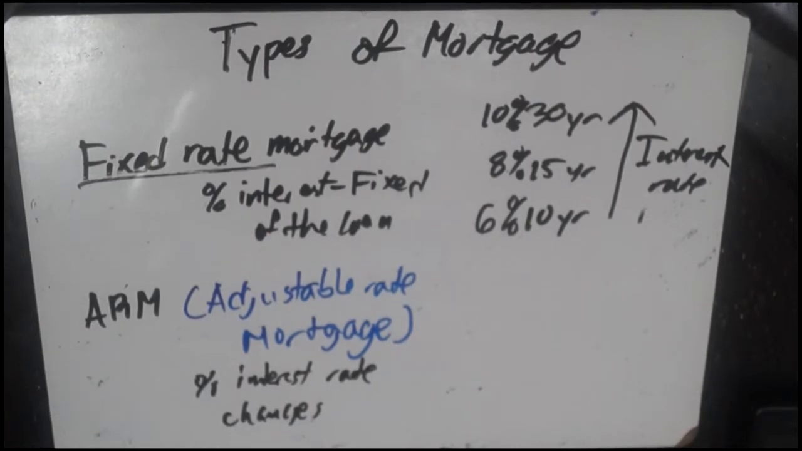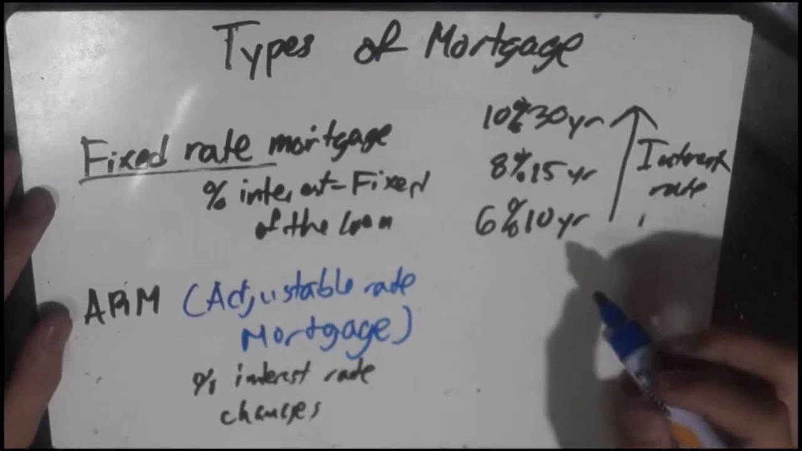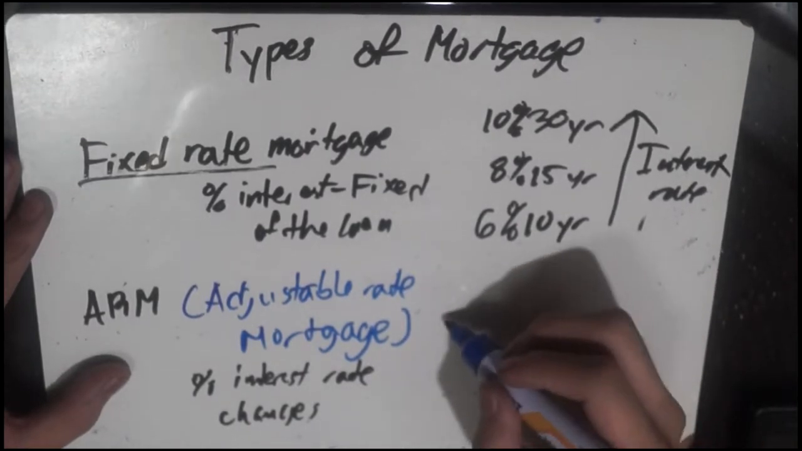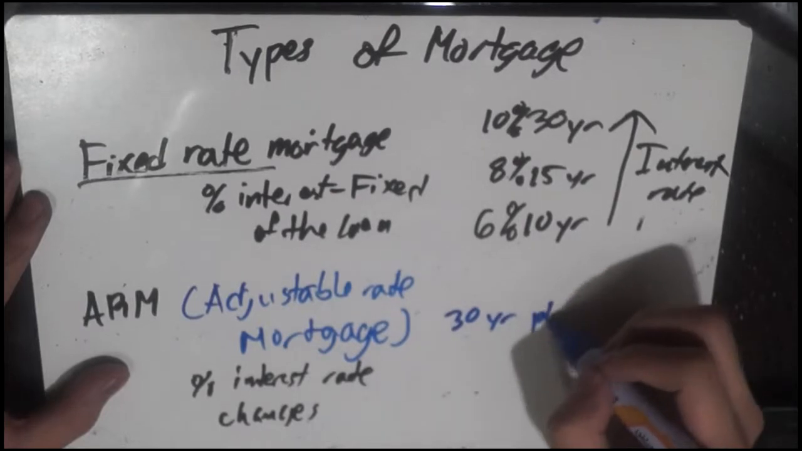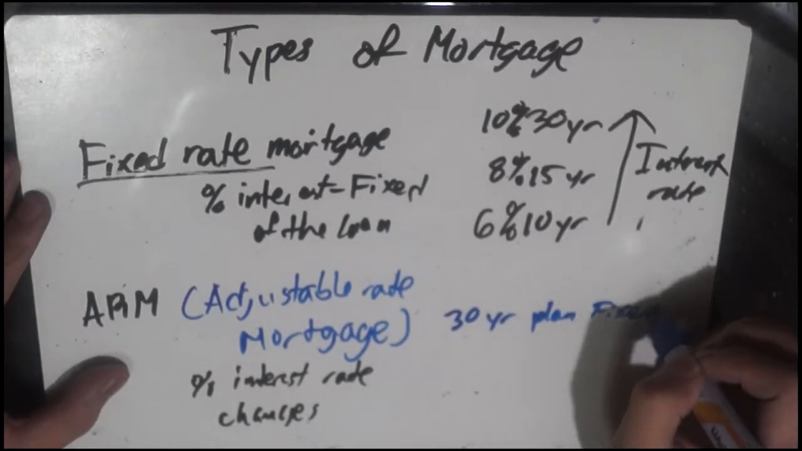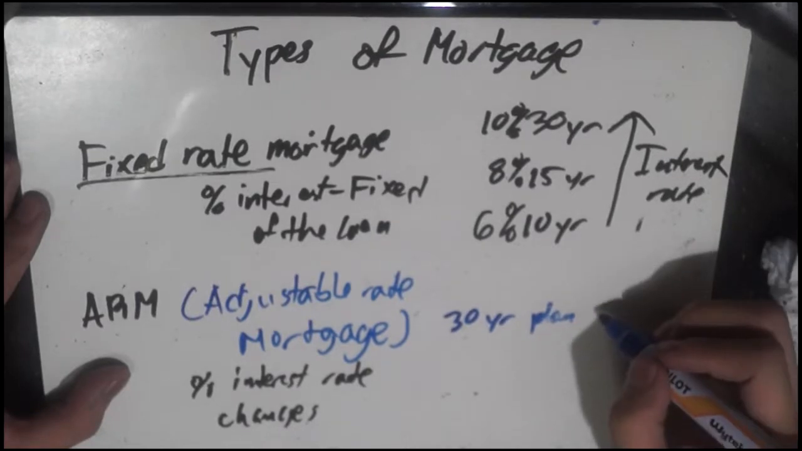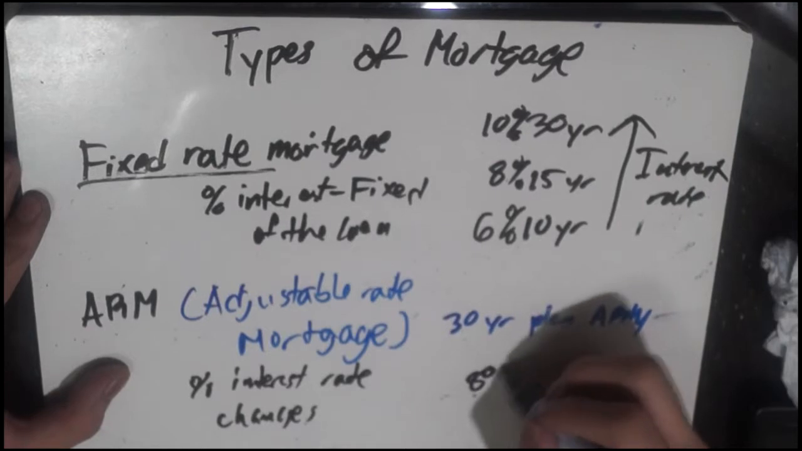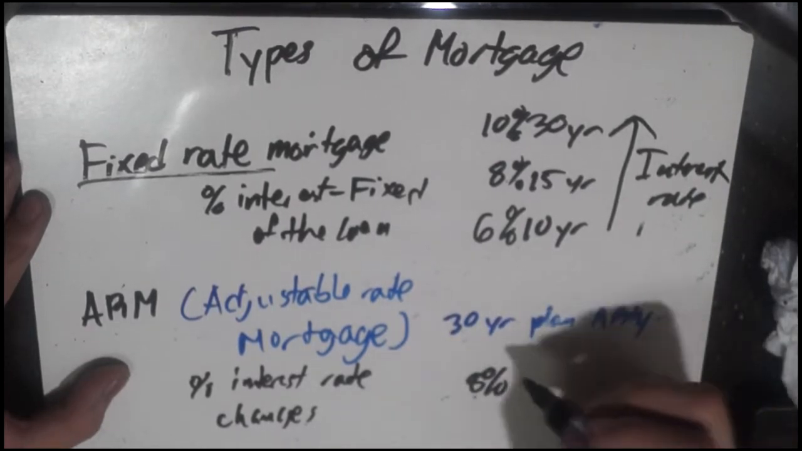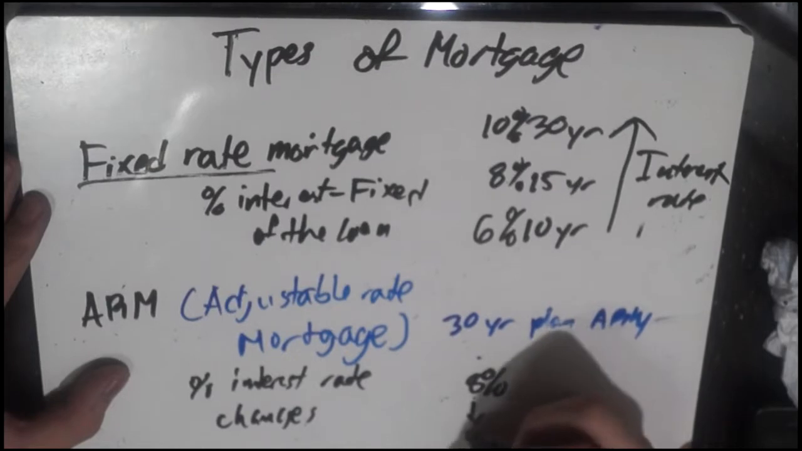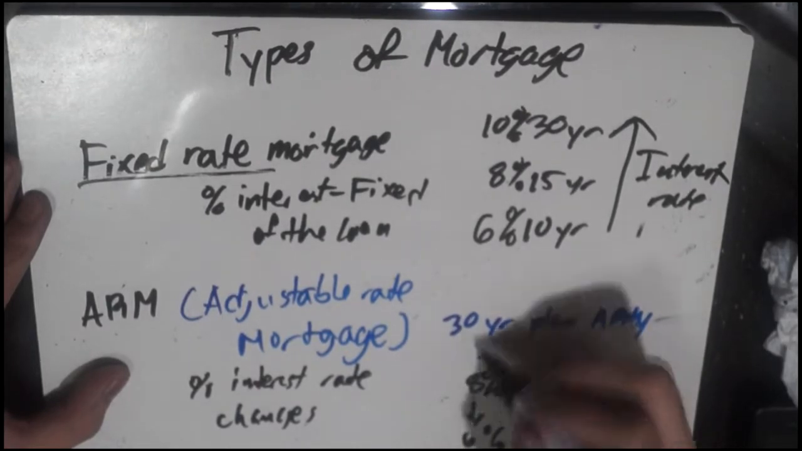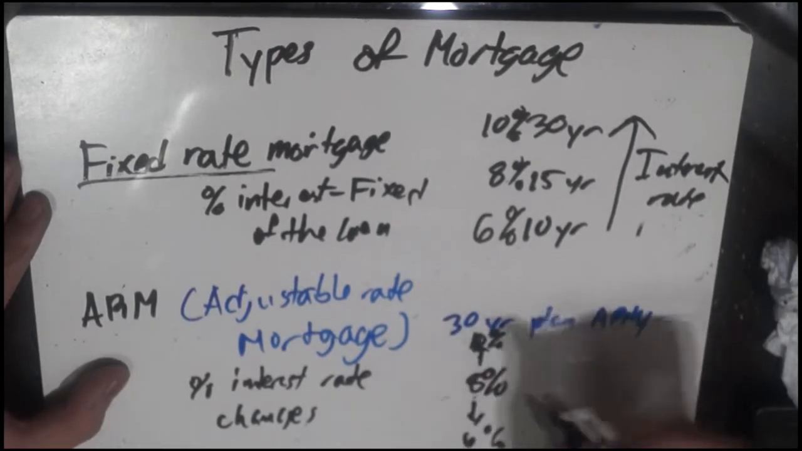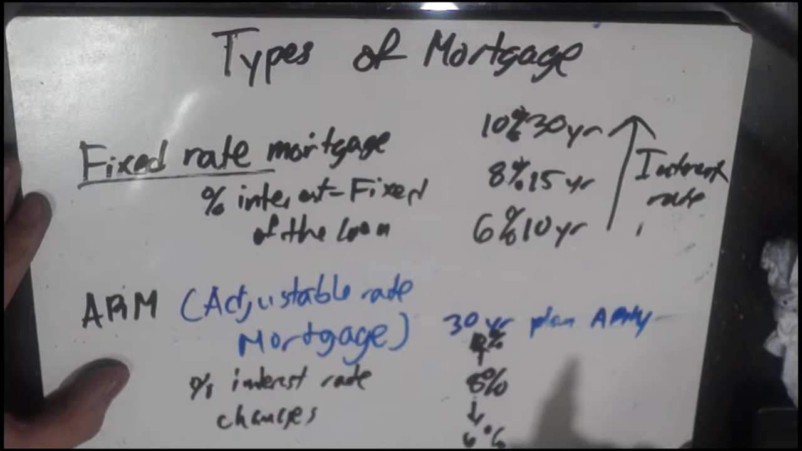Let's say, for example, you have a 30-year plan adjustable rate mortgage at 8%. This means that for the first year you'd pay 8%, but in the next year you might pay something less, like 6%, or you might pay something more, like 10%. That's why it's called an adjustable rate mortgage.